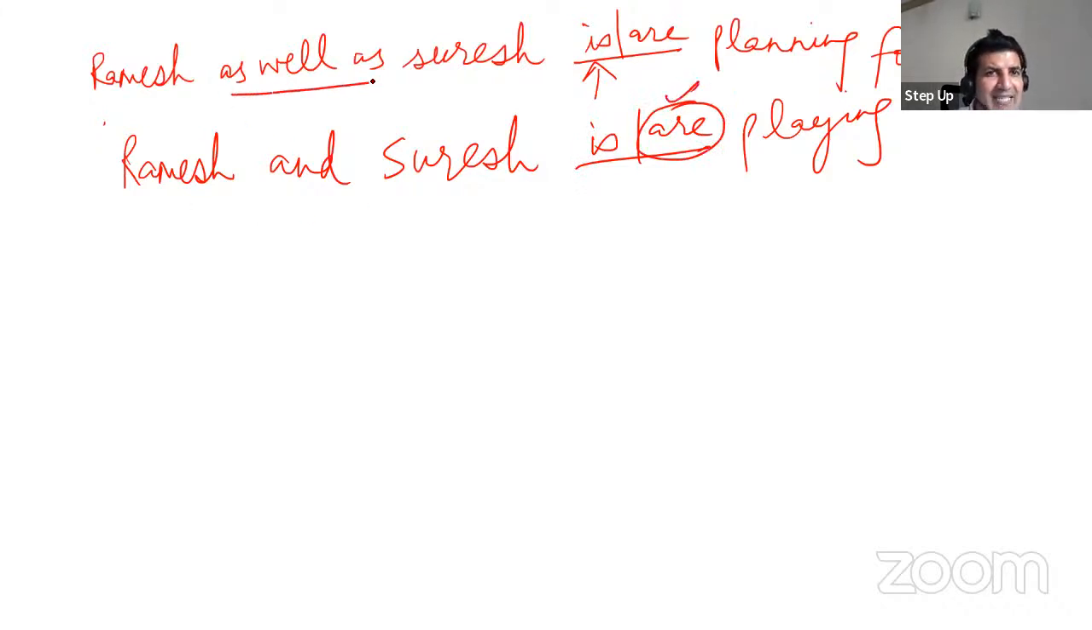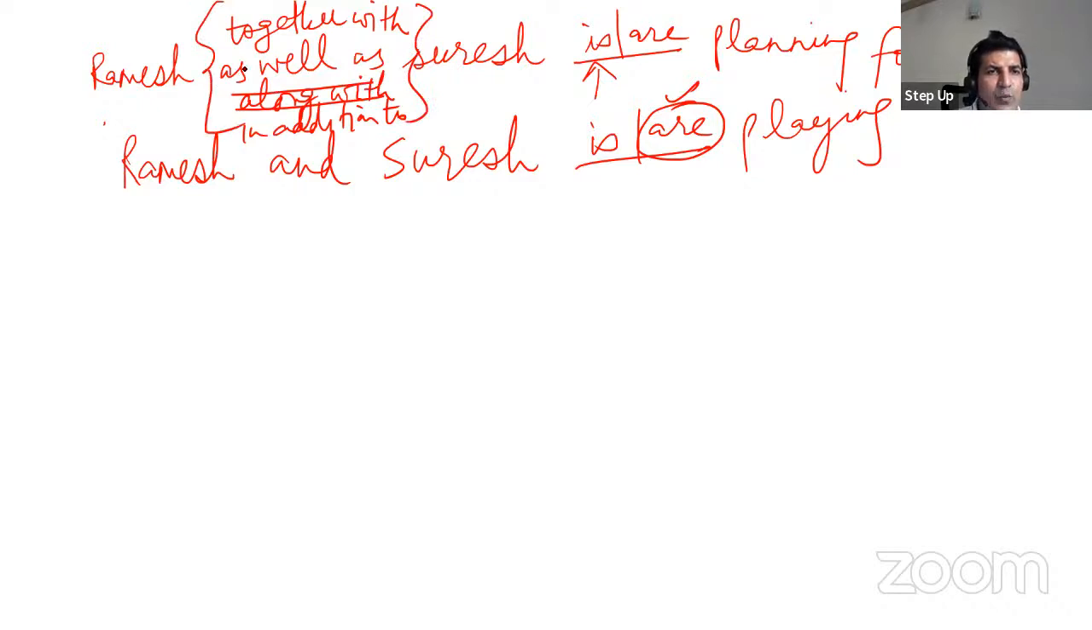But when you have "as well as," or "together with," or "along with," or "in addition to," when you have these words and not "and," what happens is the first subject really determines what the verb should be. Okay, and that's why this confusion. Understood, everybody? So when you see "as well as," "along with," "together with," it will be the first subject. If it is singular, the verb should be singular. If it's plural, the verb should be plural.